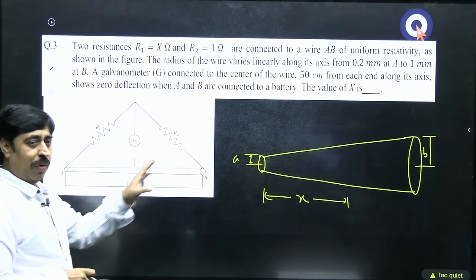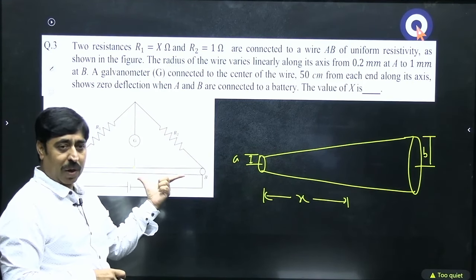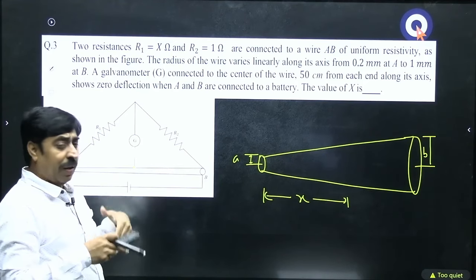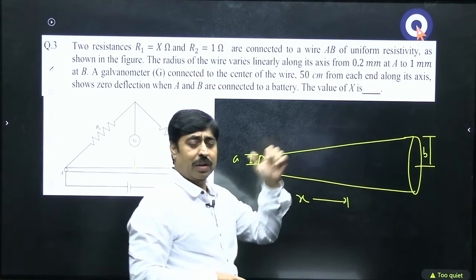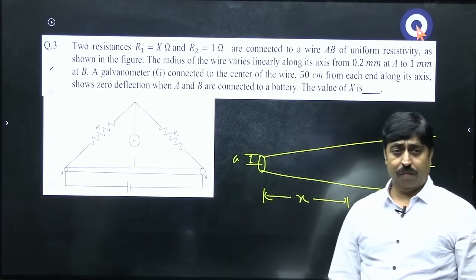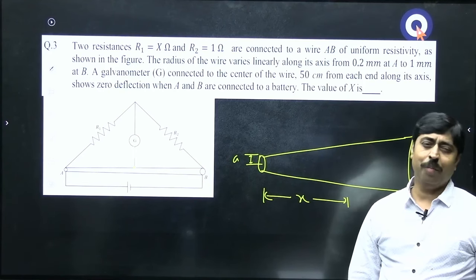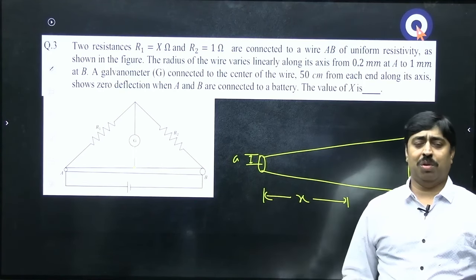R1 by R2 will have the same ratio as the resistance of this part divided by the resistance of this part of the wire. So, if I just know how to calculate the resistance of this kind of wire, I will be able to solve this question. Isn't it? Still, let me consider it as a difficult question.